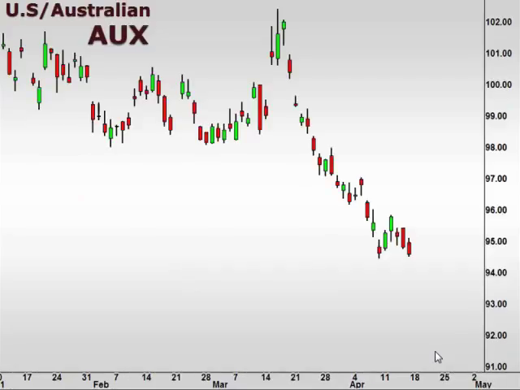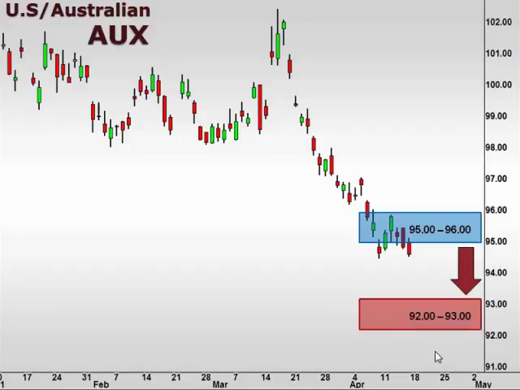Take a look here at the AUX, the US dollar versus the Australian dollar. Well, the AUX closed last week below the 95 level. A failure to break back into the 95-96 focal zone opens the window for a continuation of the downtrend towards 92. We really do need to see a break above 96 to lend credibility to a bigger picture reversal of this current downtrend.